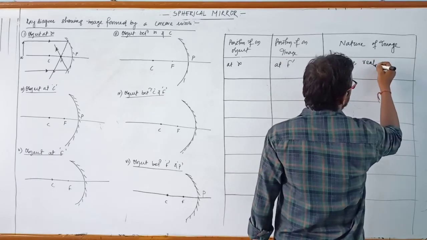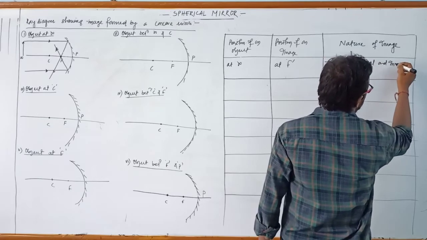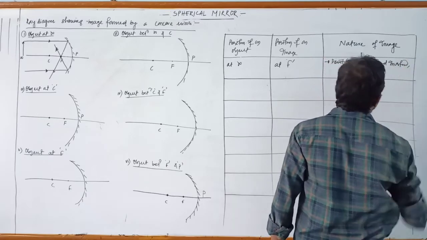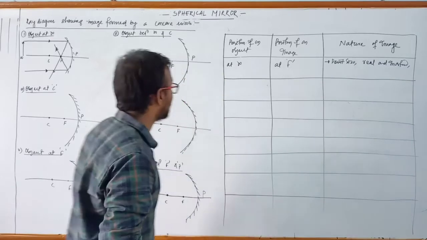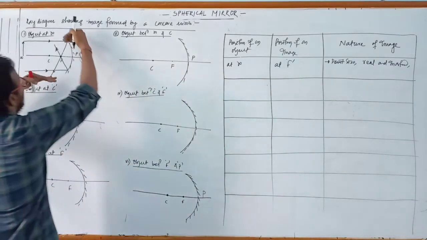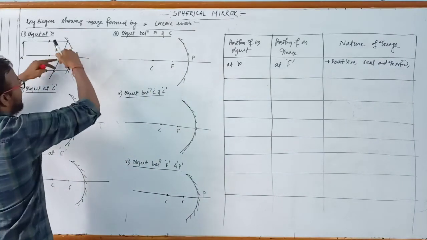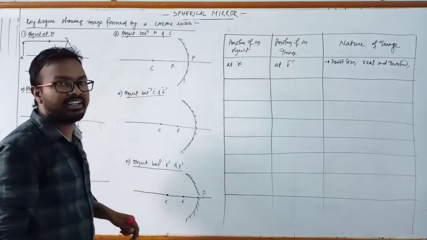real and inverted. Very small size of object. Real means these two rays actually meet at point F, so they form a real image.